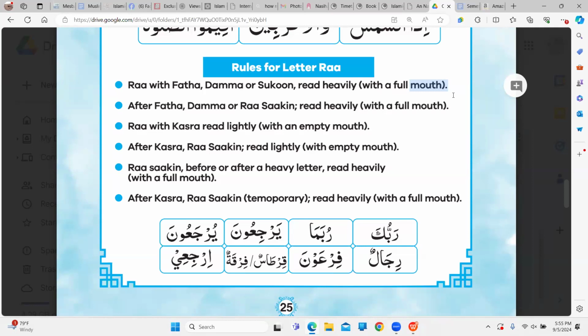They get confused with full mouth also? Right here, heavy and light. Oh, heavy and light. Okay. They get it? Okay, alhamdulillah.